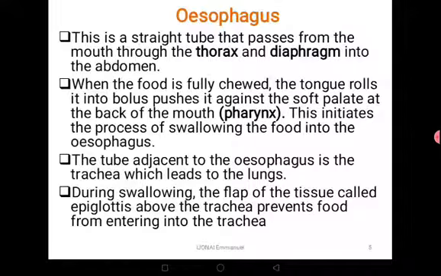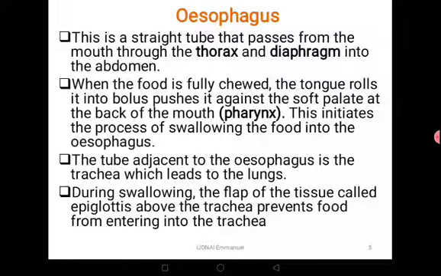When food is fully chewed, the tongue rolls it into boluses and pushes it against the soft palate at the back of the mouth, or the pharynx. This initiates the process of swallowing and moves food into the esophagus. Swallowing is an instantaneous process. It's a reflex action. It cannot be controlled by will. You cannot control the way you are swallowing.